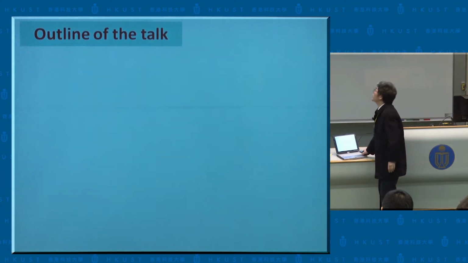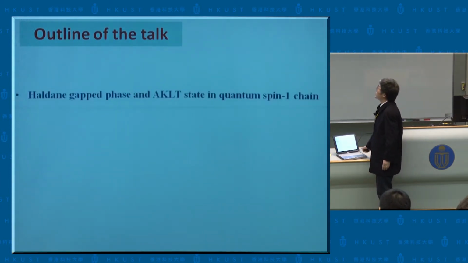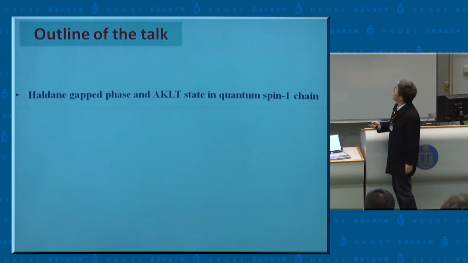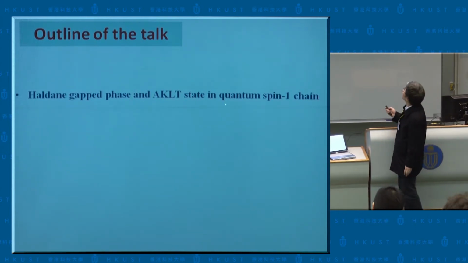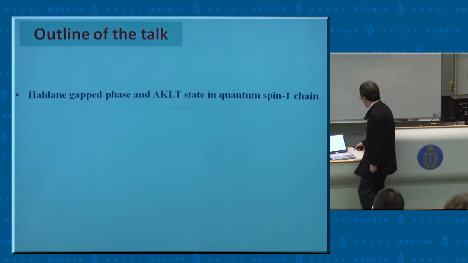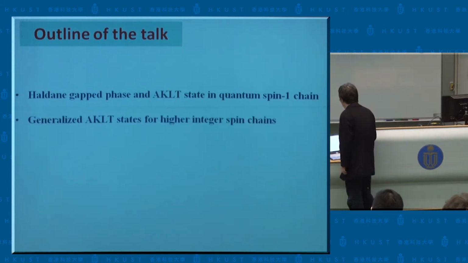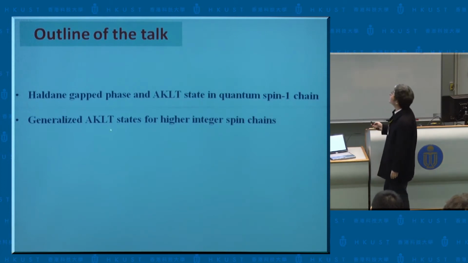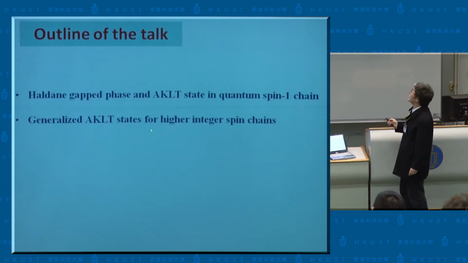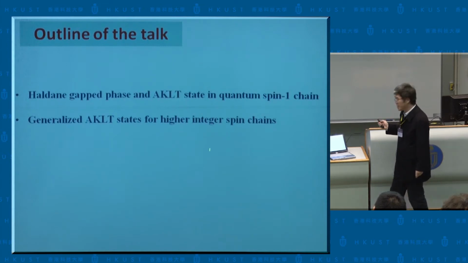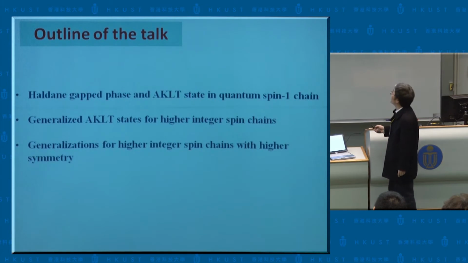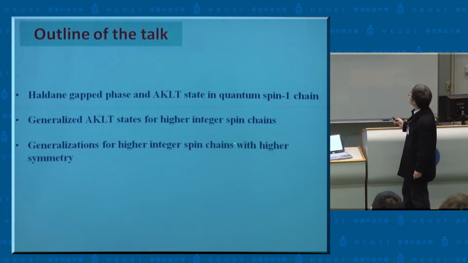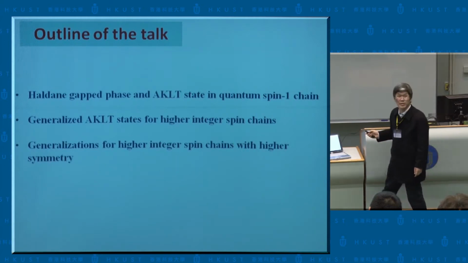The outline of my talk is the following. First, I would like to briefly review the Haldane gap phase and the AKLT state in quantum spin 1 chains. And then I would like to consider the generalized AKLT states for the higher integer spin chains. And next, I would like to present a generalization for high integer spin chains with a high symmetry.